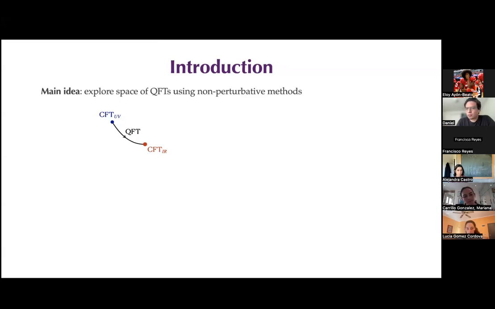And if we're dealing with some weakly coupled theory, we know pretty well how to compute things. We have perturbation theory, we can start from some Lagrangian, draw Feynman diagrams, etc. But if we have strongly coupled theories or want to describe some general quantum field theory, we need some non-perturbative method. So I will be dealing with the bootstrap.